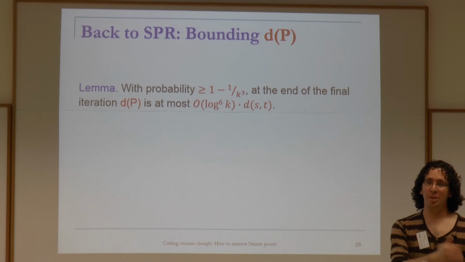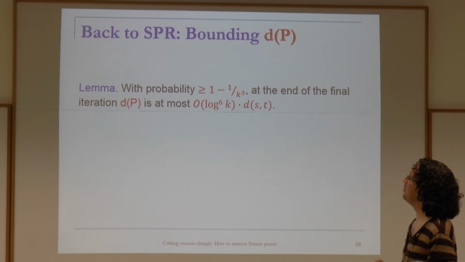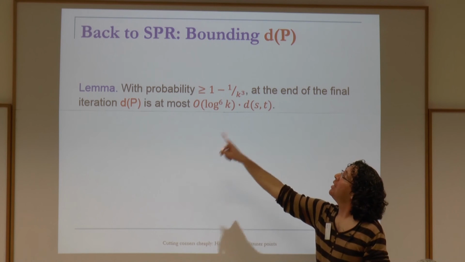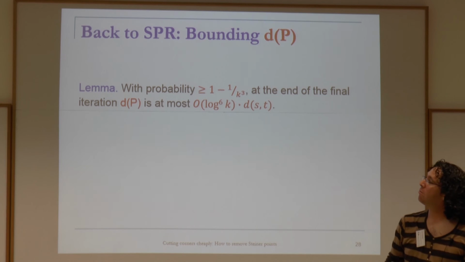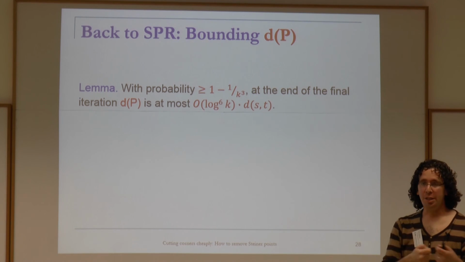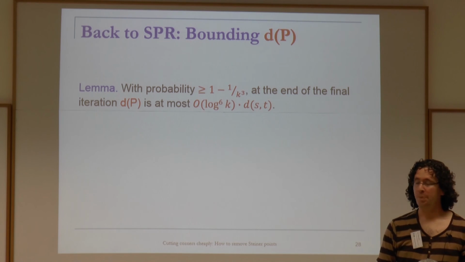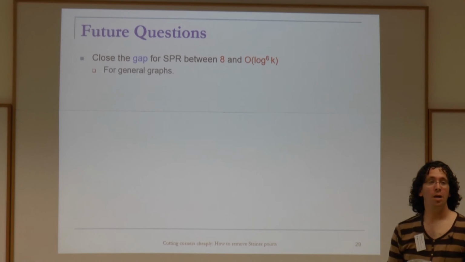From here I will skip directly to the result, without messing my hands with the technical details. With high probability, this is what we wanted. The length of this maintained path at the end of the execution is at most polylogarithmic times the original distance. Can you maybe say a few words about the relation?